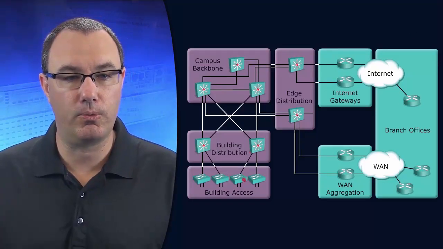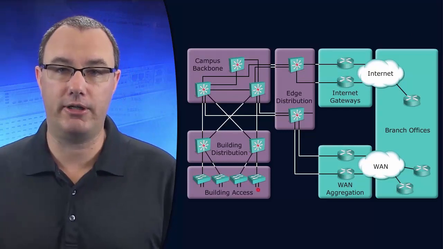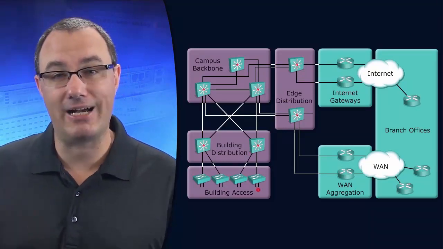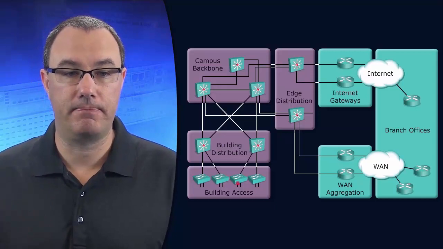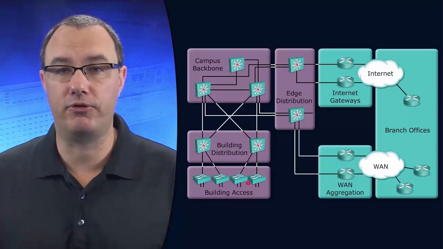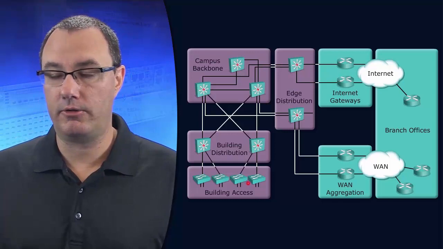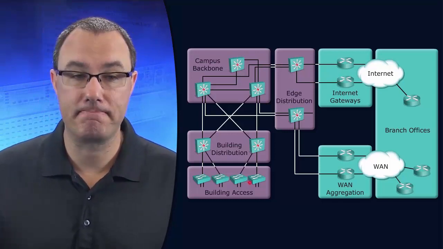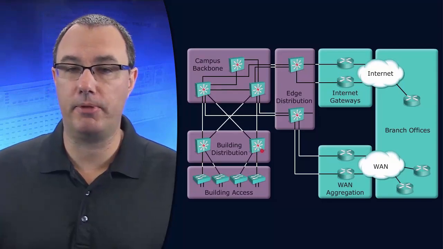Well, let's start where our end users are plugged into. End users plug into VLANs that live at the access layer of our topology. We might have IP phones that live here. The subnets for wireless connectivity are going to terminate here as well. Those go up to the building distribution layer.